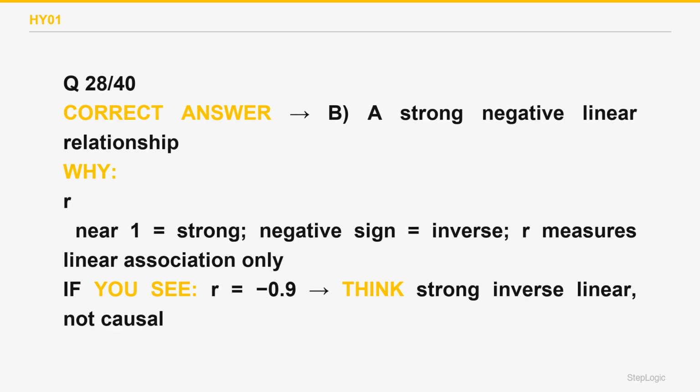Choice C, wrong. An R of -0.9 is very strong, not weak. A weak correlation would sit near 0. Choices A and D are wrong. The coefficient signals a strong negative linear relationship.